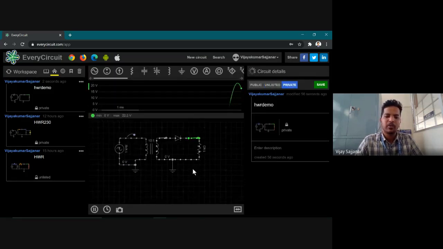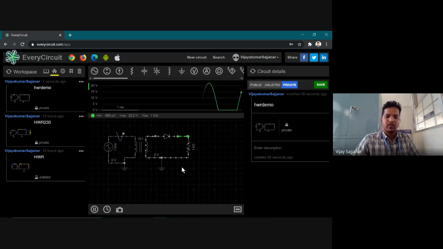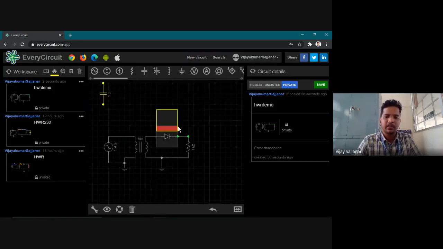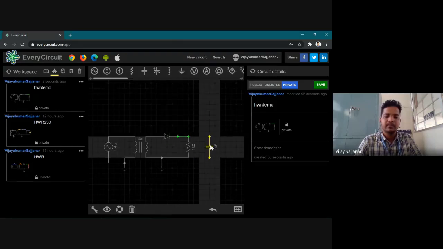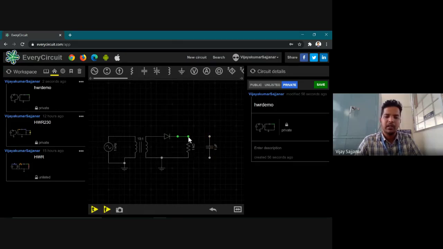Okay, the second stage of our conversion from AC to DC is filtering. What are we going to use for filtering? A capacitor. This is our capacitor. The capacitor will be in parallel with the resistance. So this is our capacitor filter.